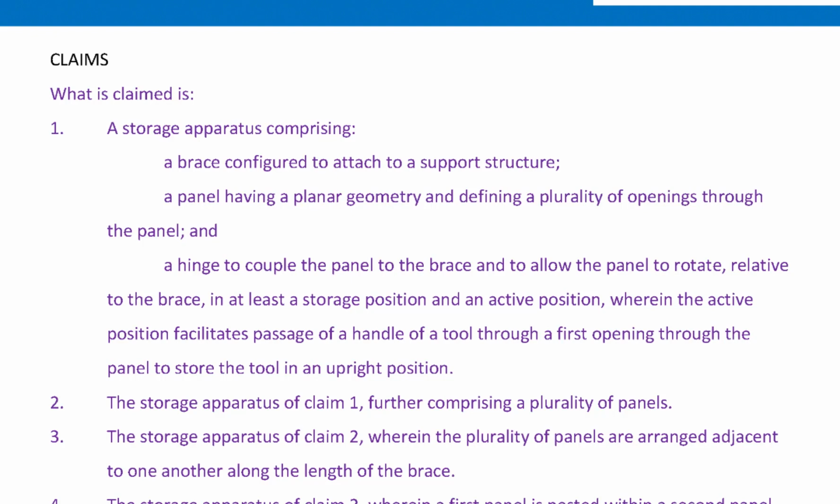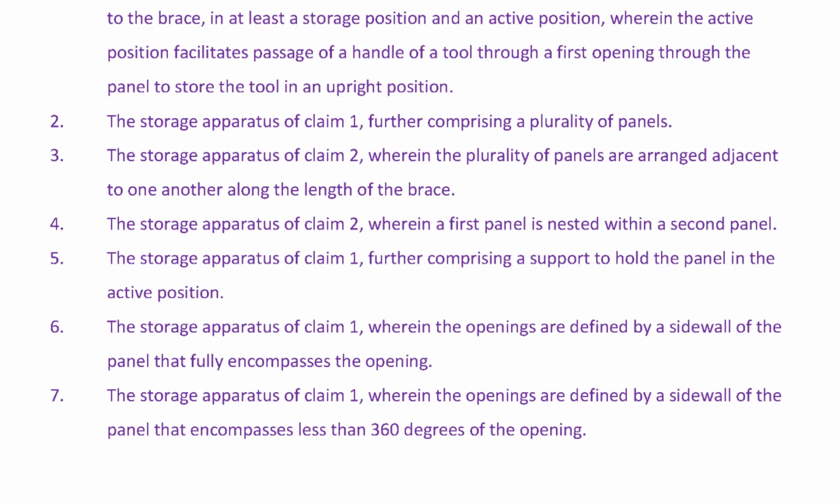So our independent claim 1 stands alone. It doesn't have any other claims that it depends from. It doesn't require any other components for an infringer to infringe this claim. Claims 2 through 7 are each dependent claims, meaning they depend from and incorporate all of the language from Claim 1.